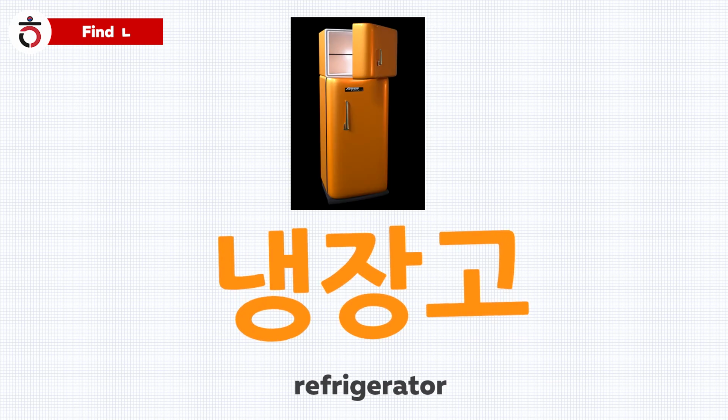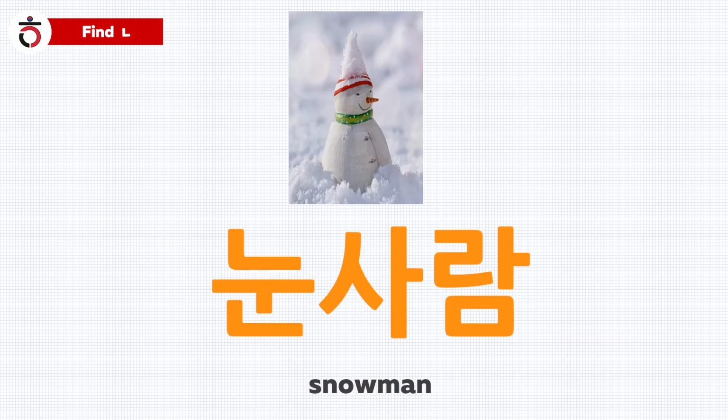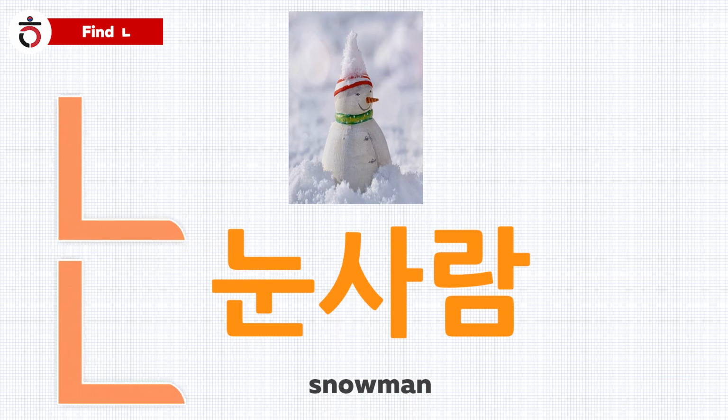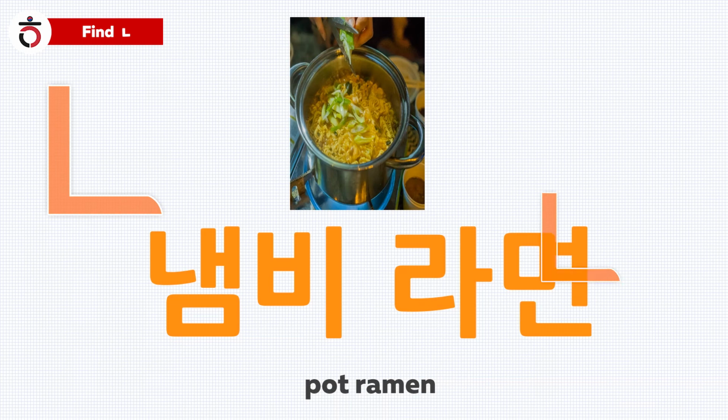Then how many 니은 in 냉장고? Good job! There is 1 니은. In 눈사람, there are 1, 2 니은s. In 냄비라면, we have 1, 2 니은s as well.